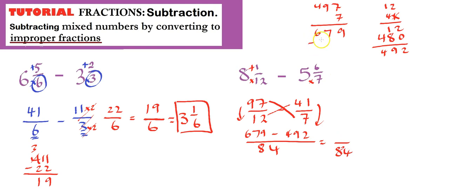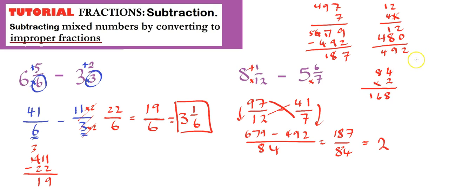So let's minus 492. That's going to be 7. Have to borrow. That's going to be 8. 187. 187 divided by 84. Well, I'd say that's going to be about 2. So what is 84 times 2? That's 168, right? So 187 minus 168 to get the remainder.